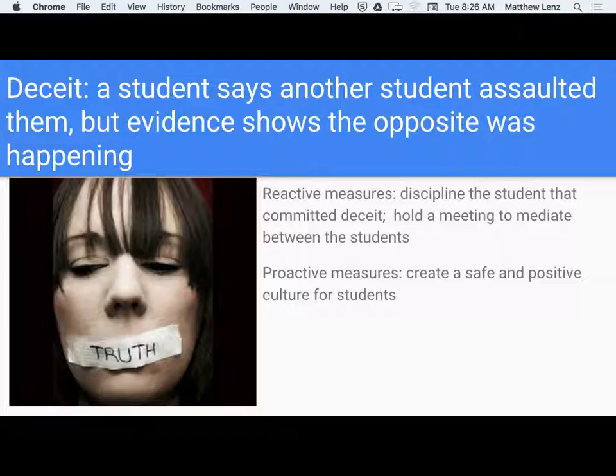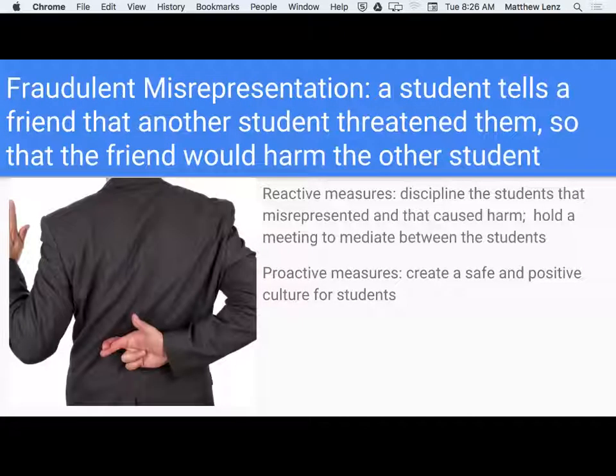Deceit. A student says another student assaulted them, but evidence shows the opposite was happening. So, again, deceit, or they lied. Discipline the student that committed the deceit. Hold a meeting to mediate between the students. And again, create a safe and positive culture.